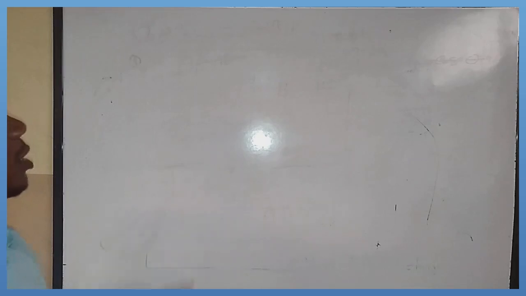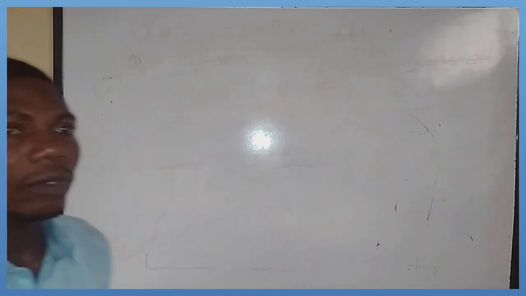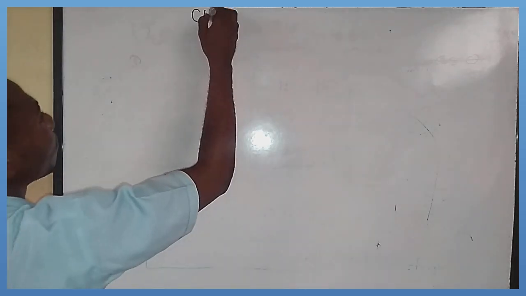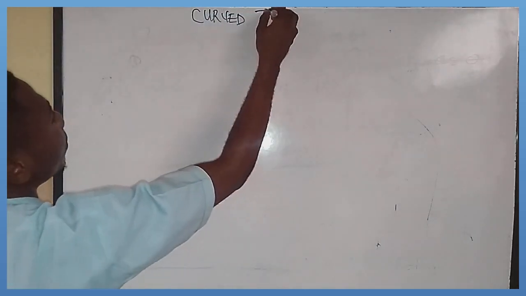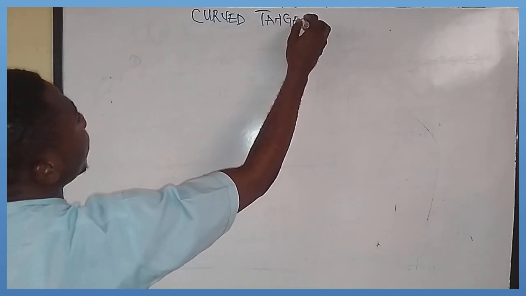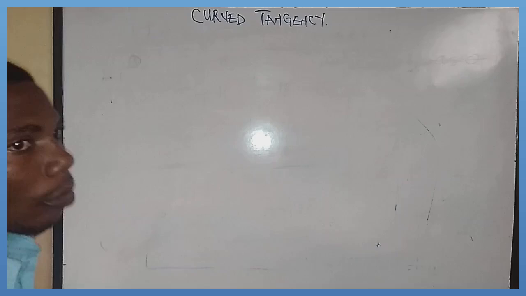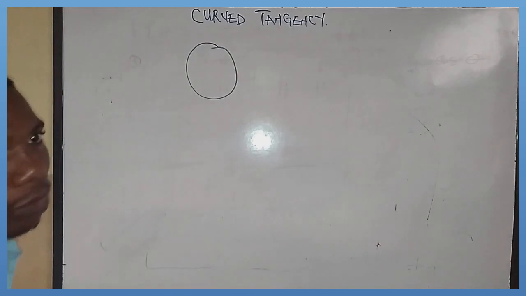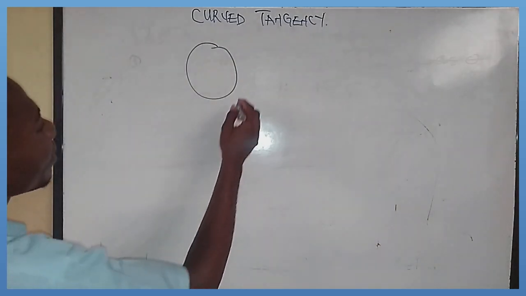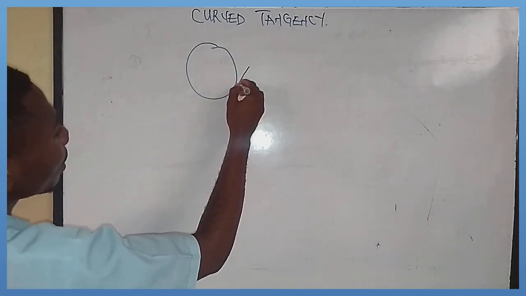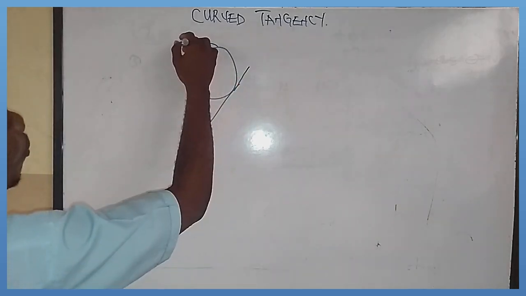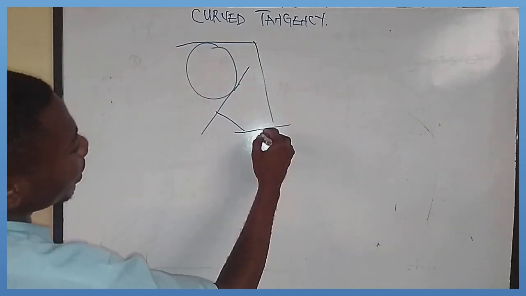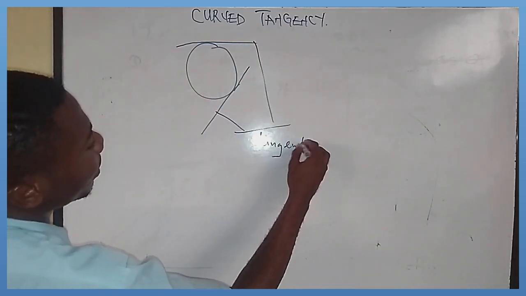All right. So for today's class, we'll be looking into the concept of curved tangency. But before we proceed, we all know that if we have a circle in this form, and a straight line cuts through the circle in this manner or touches the circle at any angle, these lines are known as what? A tangent. Yeah, that's a tangent.